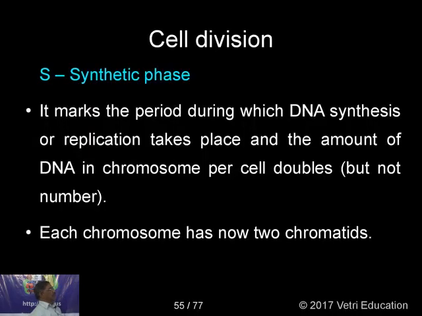The S phase is the main phase, the synthetic phase. It is the period during which DNA synthesis or replication takes place, because in mitosis one cell becomes two cells having an equal amount of nuclear material, so it has to double. That takes place in S phase, the replication of DNA. One DNA becomes two only in the synthetic phase. The amount of DNA in chromosomes per cell doubles, but not the number; the amount increases. So each chromosome now has new chromatids. New chromatids are formed in this stage, and there is a central centromere, and on both sides you will find the chromatids.